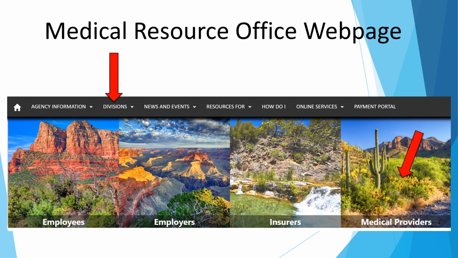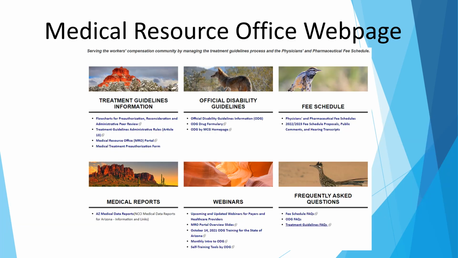The easier and quicker way to get to our web page is by selecting the icon there on the right for medical providers. What you'll do is you'll end up on the Medical Resource Office web page. This is just a snippet of our web page. You can see that top row. That's where most of the information you need to know as a claims adjuster is.